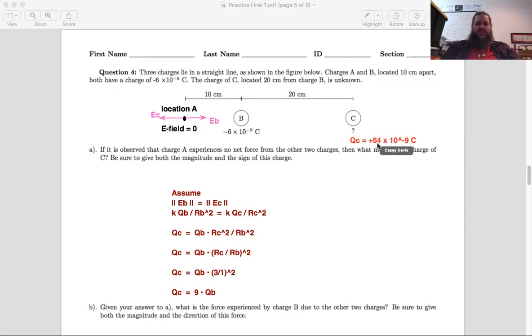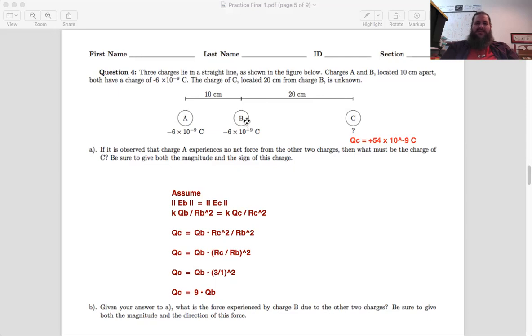And now that we know charge C, we can use that information to answer part B as well, where we're trying to find the force experienced by charge B due to the other 2 charges. Which means we're going to have to open up charge A again, instead of just treating it as an empty point in space. And now we had previously been treating B and C as the source charges and A as the test charge, in the sense where we were trying to figure out what the effect created by B and C was. But now we're kind of switching that around.